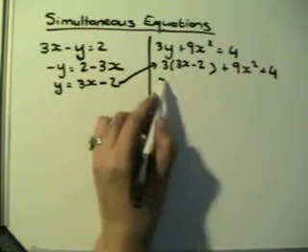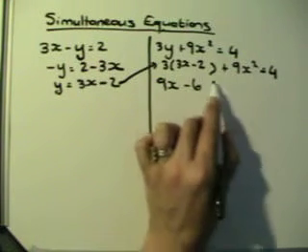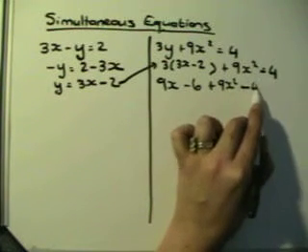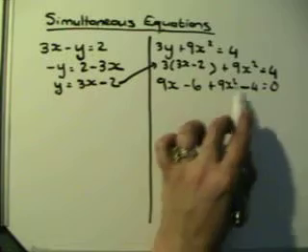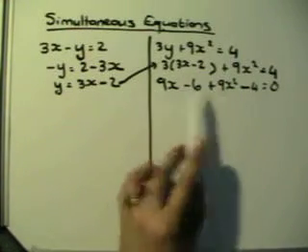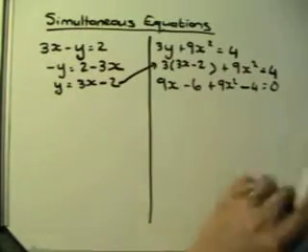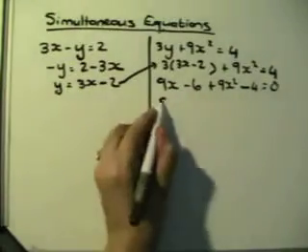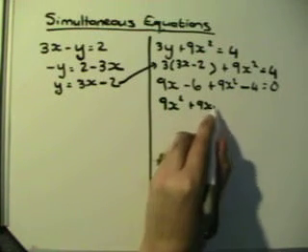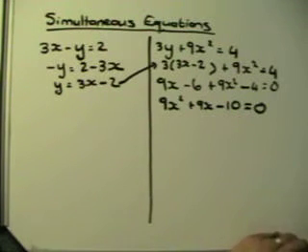So I'm going to make y equal to 3x minus 2, and then I'm just going to simplify this a little bit. 3 times 3 is 9x, 3 times 2 is minus 6, plus 9x squared. Then I'm going to take over the 4, because I see this is a quadratic equation, and quadratic equations work best when I solve by getting everything to one side and 0 to the other side. So I have 9x squared plus 9x minus 10 is equal to 0.